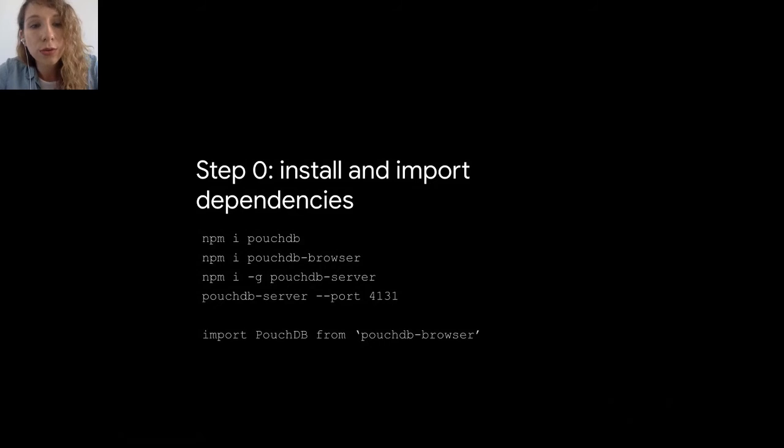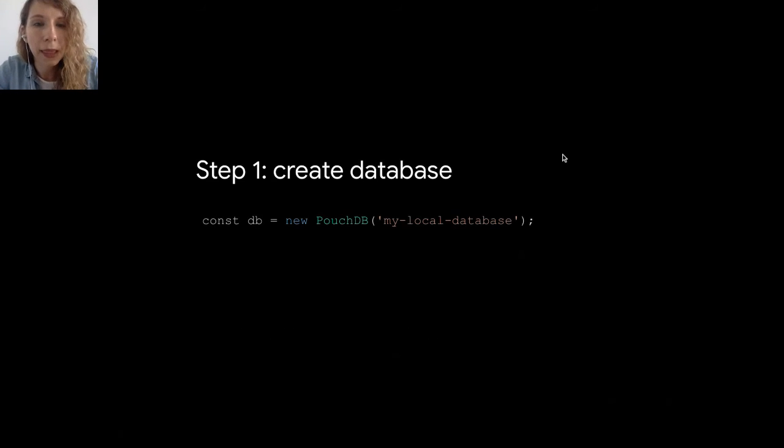It is also good to have the PouchDB server to run it locally. And once you have installed your dependencies, you can import them in the files where you will use them. In my case, I use it in a service, and I do that in this way. Step one, you have to create a database. Here you can see the example: you type new PouchDB, and you also need to add the name for your local database.